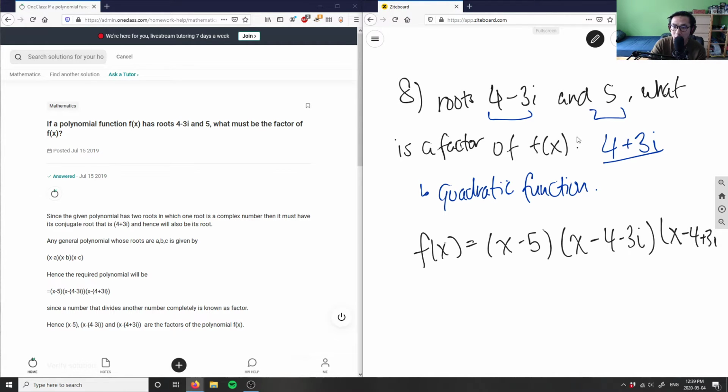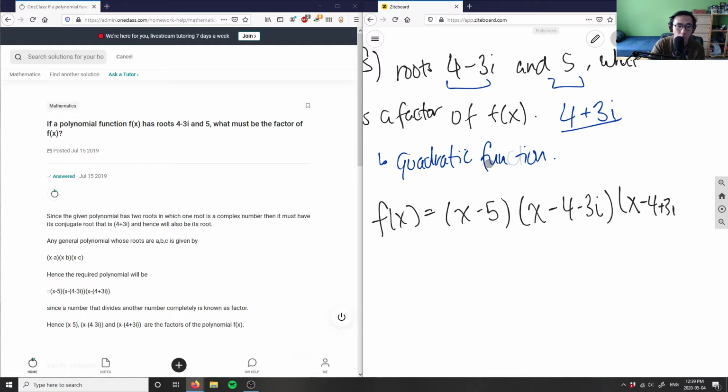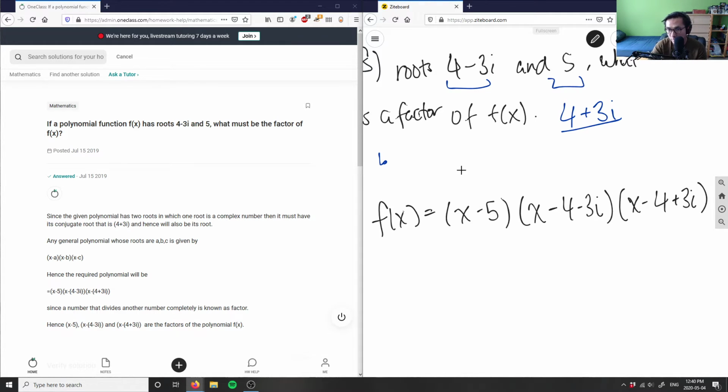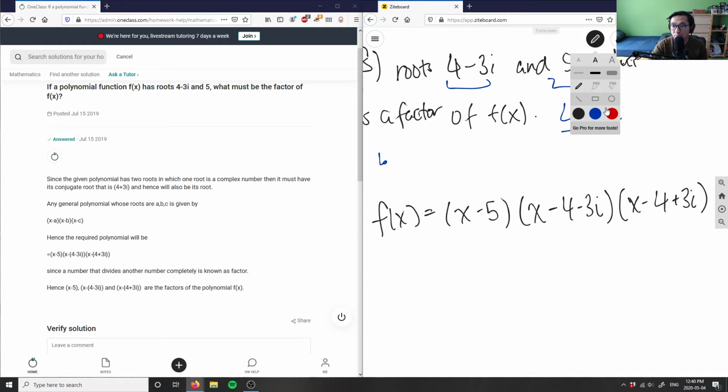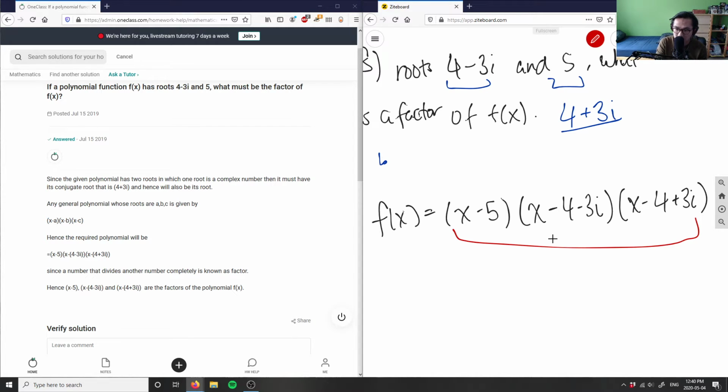So this here is our polynomial solution, and this will not be our quadratic now. This will now be a cubic function because of the inclusion of the 3rd root. Or it could be a cubic function, but we don't really know in this case. So this is 4 plus 3i here. And these are the factors of the polynomial. As you can see, x minus 5, x minus 4 minus 3i, and x minus 4 plus 3i are factors of the polynomial. So these are all factors of the polynomial function. So this solution is correct.